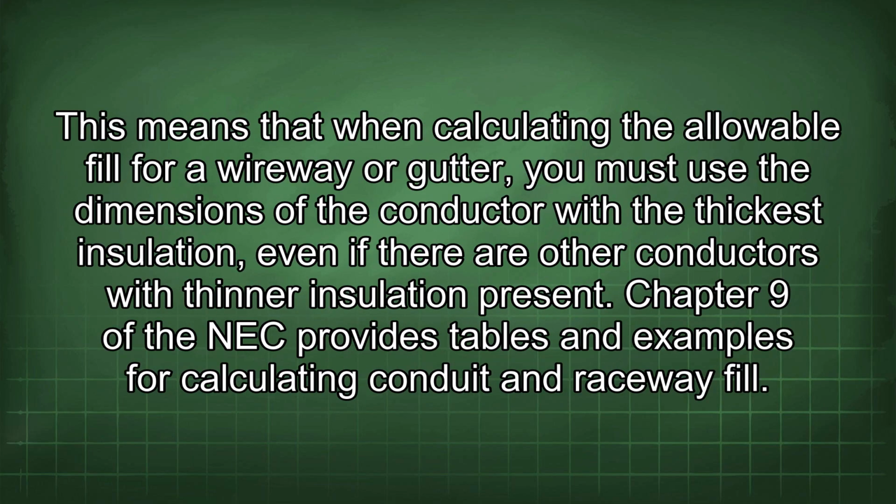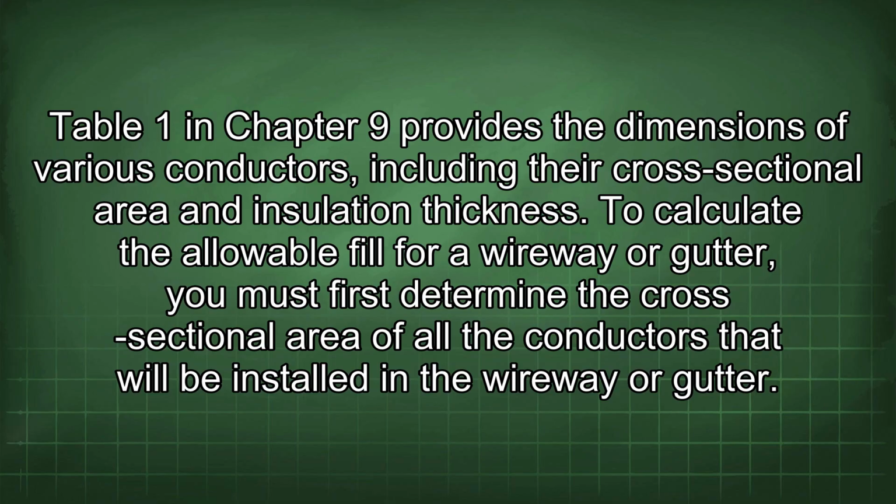This means that when calculating the allowable fill for a wireway or gutter, you must use the dimensions of the conductor with the thickest insulation, even if there are other conductors with thinner insulation present. Chapter 9 of the NEC provides tables and examples for calculating conduit and raceway fill. Table 1 in Chapter 9 provides the dimensions of various conductors, including their cross-sectional area and insulation thickness.